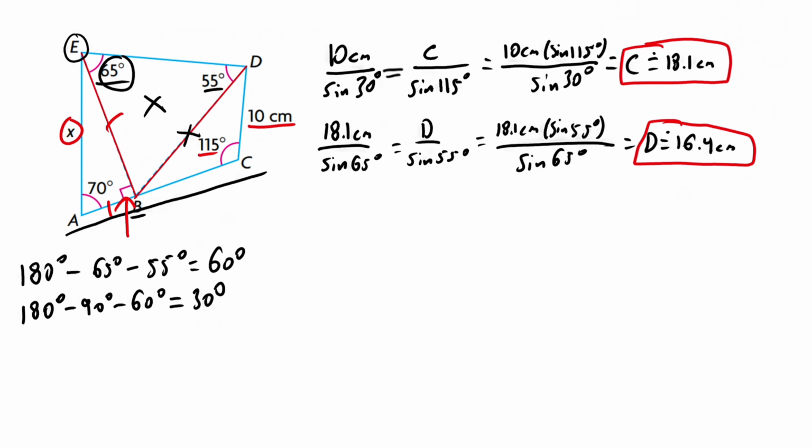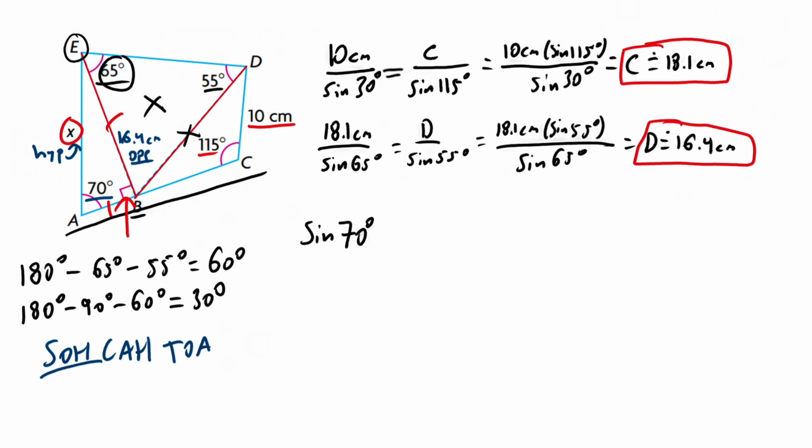Now for triangle ABE, we can just use SOH. Relative to angle A, or 70 degrees, we have the opposite side length, which is 16.4 centimeters, and we're trying to solve for the hypotenuse, which is x. So then using the sine ratio, this makes our equation sine 70 equals 16.4 centimeters over x.